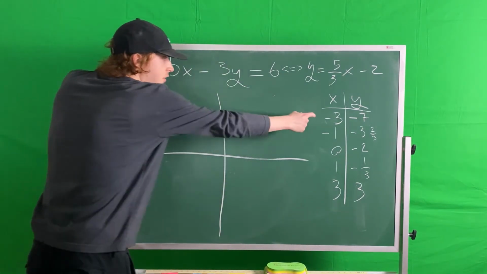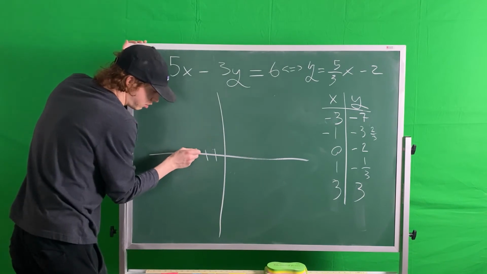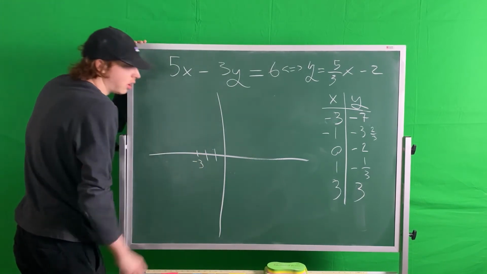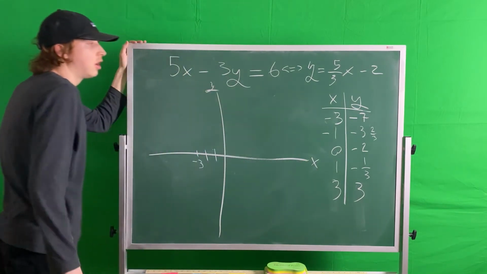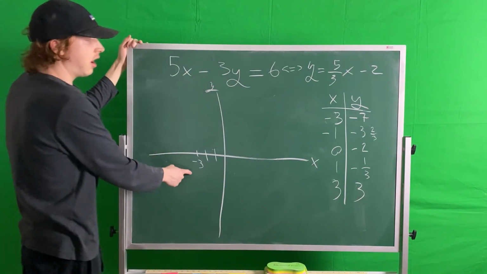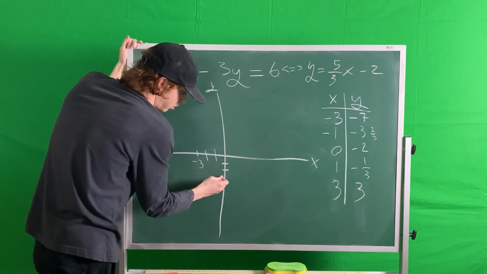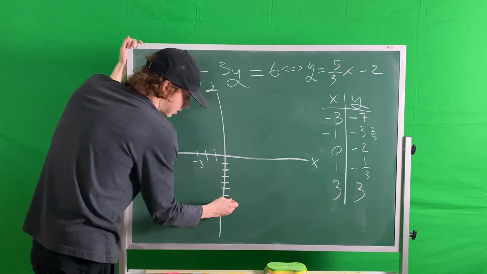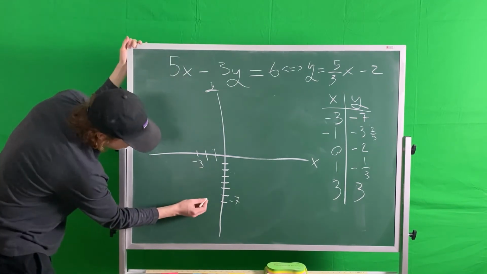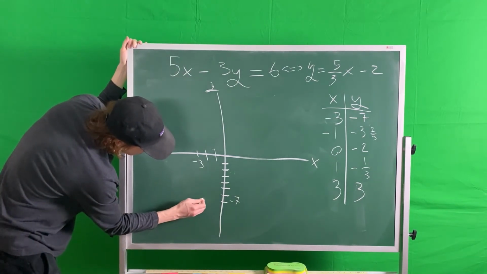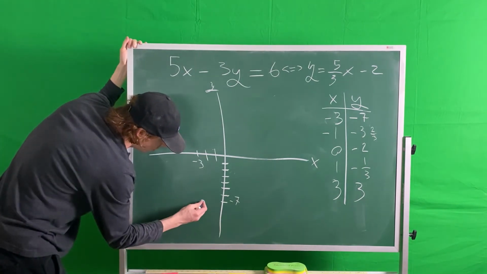So we have -3 for the x value, so we're going to go 1, 2, 3, -3. And then we have -7, so we're going to go down 7. 1, 2, 3, 4, 5, 6, 7, and we have -7. So over -3, down 7. Let's do this in blue.